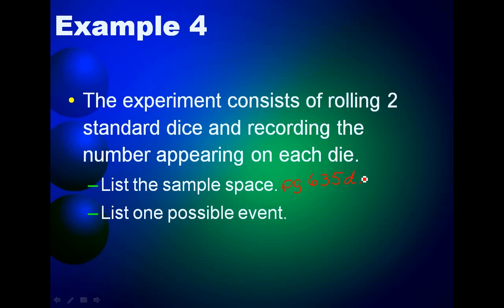So list one possible event. How about that we get a sum of 4. So we roll the 2 dice, and the sum of the 2 dice is 4. So that would be 1 3, 2 2, and 3 1. 3 ways to get a sum of 4.